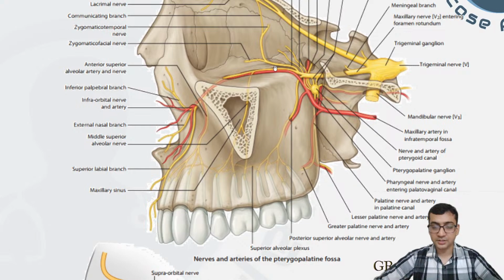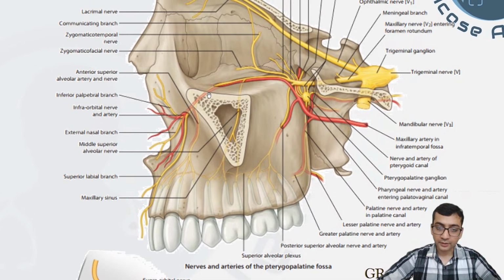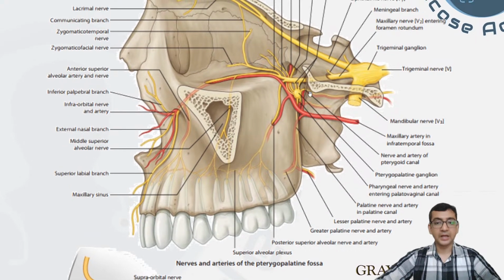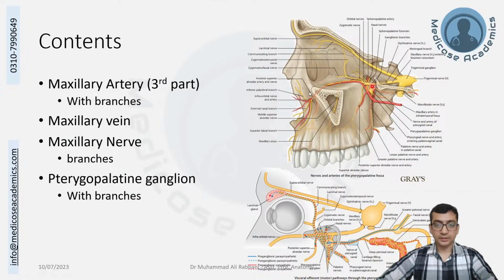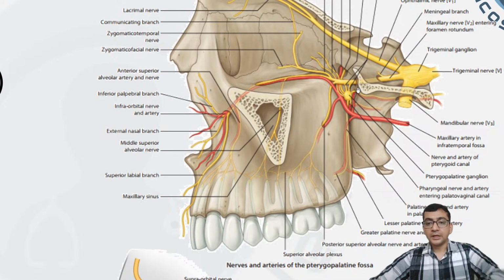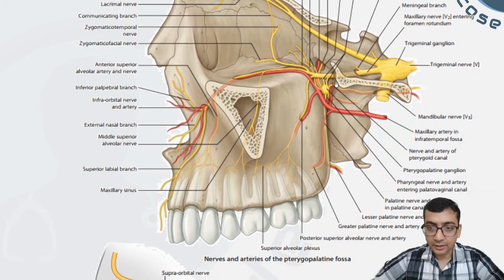As soon as it crosses the infraorbital fissure, it gets out of the pterygopalatine fossa, and there, just like the infraorbital artery, it continues into the infraorbital canal as infraorbital nerve. So this is the only small part that we are going to discuss. The branches of the maxillary nerve are not directly arising from the maxillary nerve.